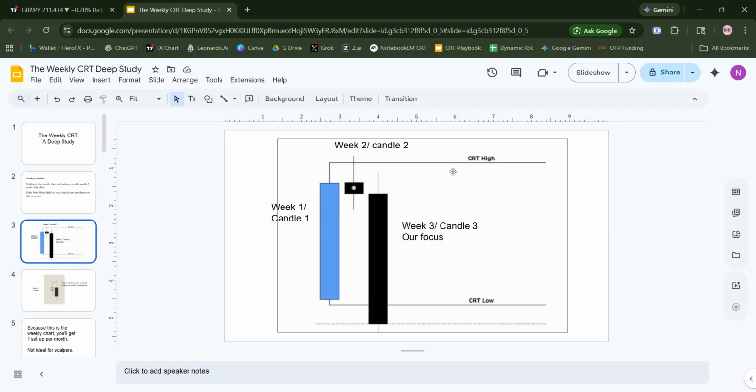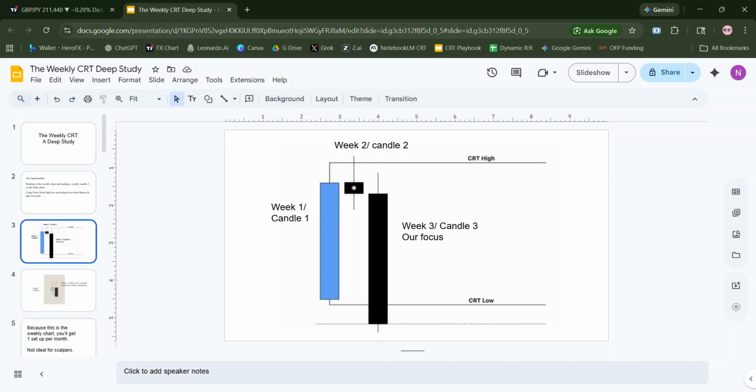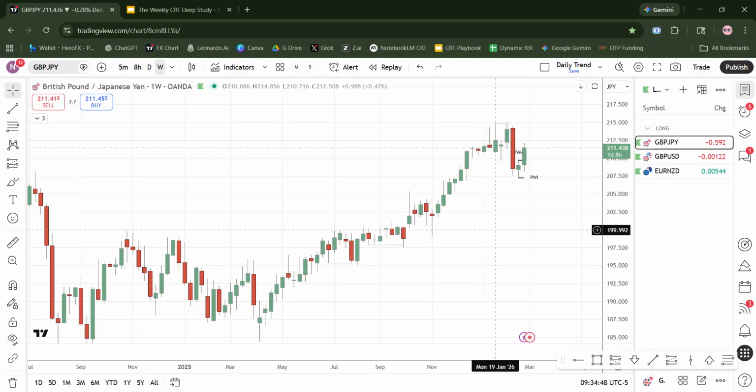So our ideal, priority number one, is going to be to find a weekly chart that's hopefully setting up for candle three. So that's the first thing I want to look for. And if I don't see it, then I don't see it. And from there, I'll go to the daily.